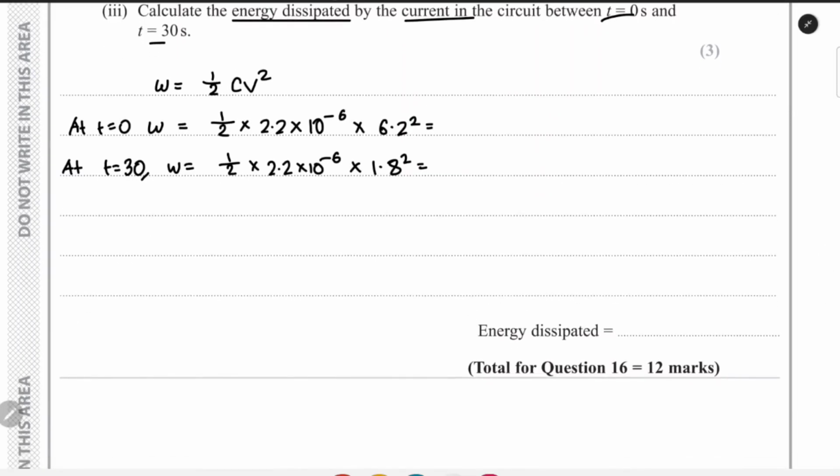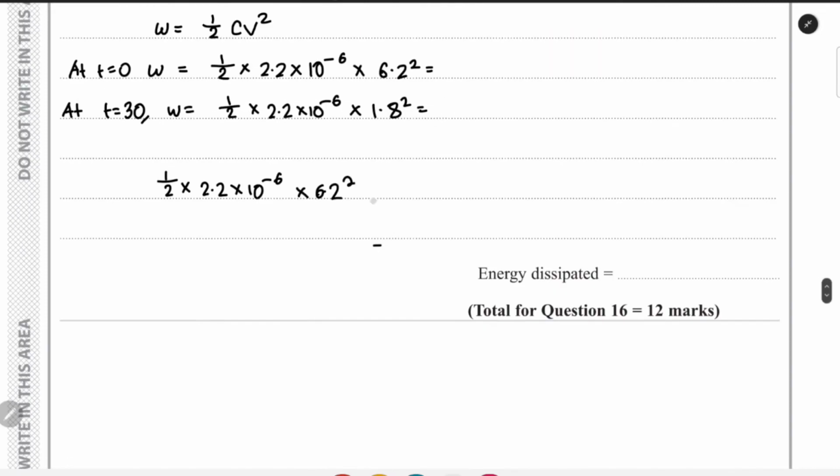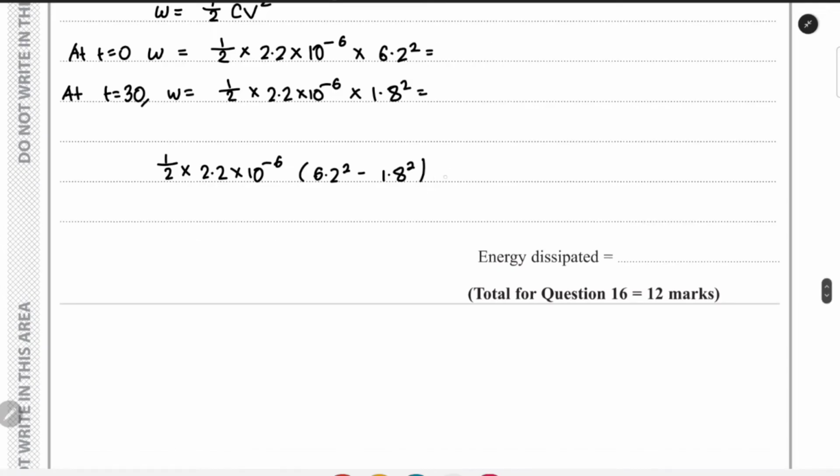The energy dissipated will be the first value minus the second value. So half times 2.2 times 10 to the power minus 6 times 6.2 squared minus this whole thing again. So I can just take this out as the common factor, and I'll have 6.2 squared minus 1.8 squared. This value comes out to be 3.87 times 10 to the power minus 5 joules.